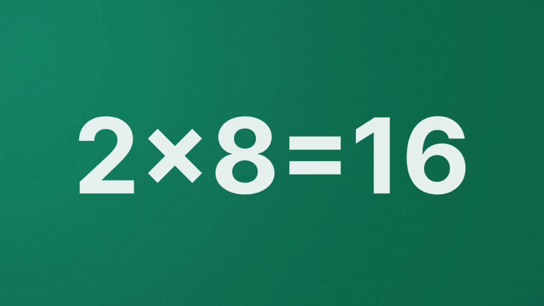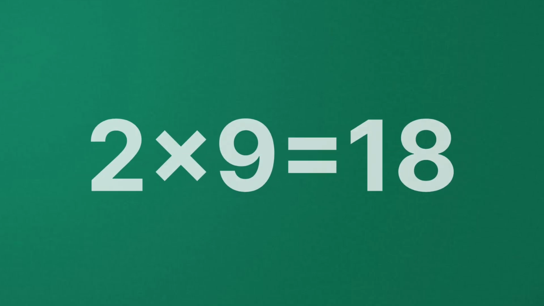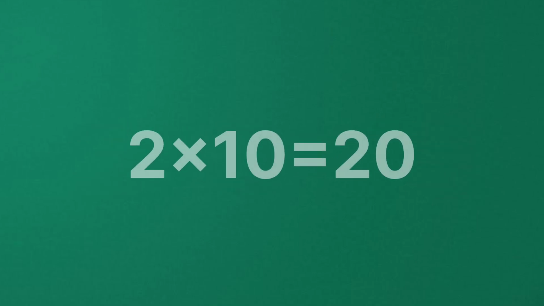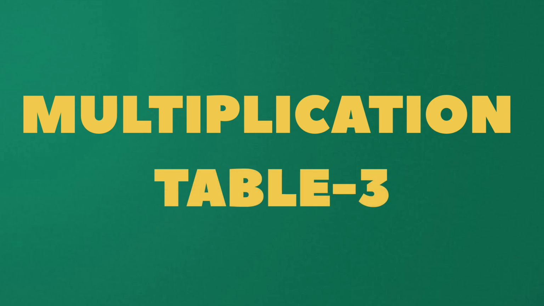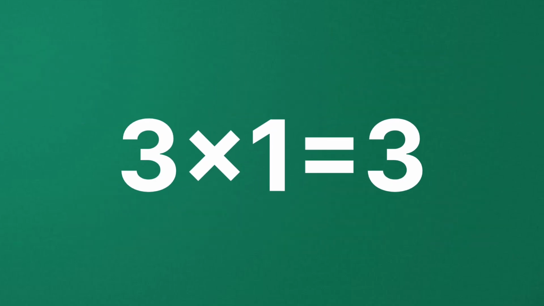2 eights are 16. 2 nines are 18. 2 tens are 20. Multiplication table of 3. 3 ones are 3.